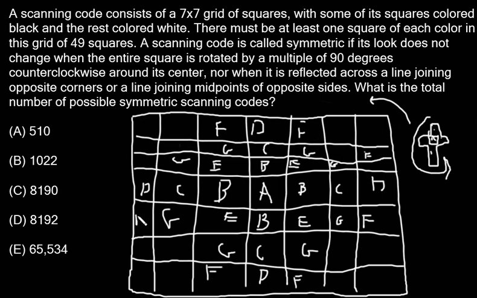Alright, so just imagine yourself rotating it again. I want you to picture in your mind, close your eyes if you need to, rotate the 7x7 grid, and you'd see we still get the same thing. So we have that. We have F right there.